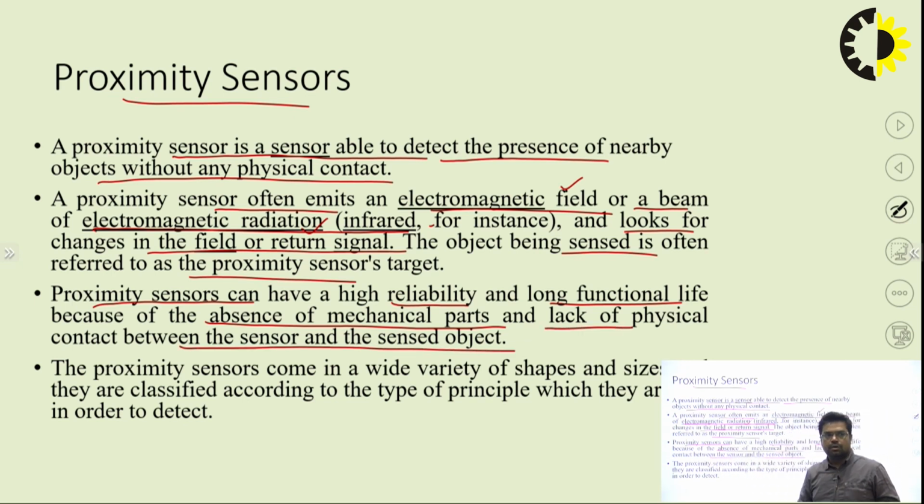Proximity sensors come in a wide variety of shapes and sizes, and they are classified according to the type of principle they work on. They either work on the electromagnetic principle, and according to that there are different kinds of proximity sensors. If there is an electrostatic field, there are electrostatic proximity sensors. So, according to the working, their classifications are done according to the object we detect, the nearby object. Accordingly, the sensors will be classified.